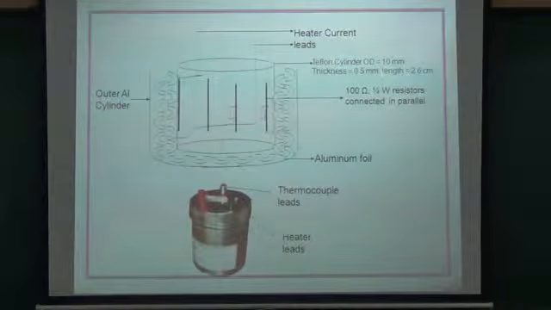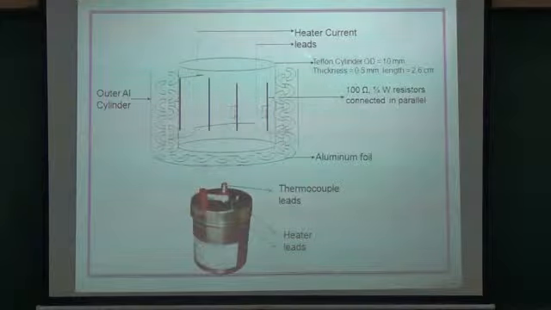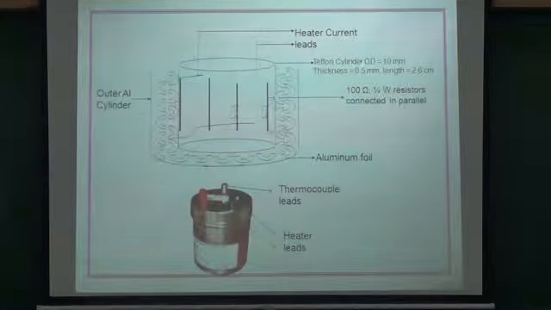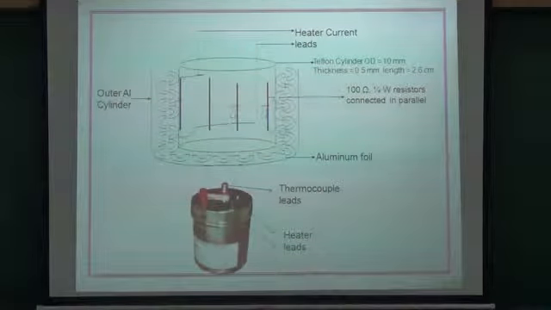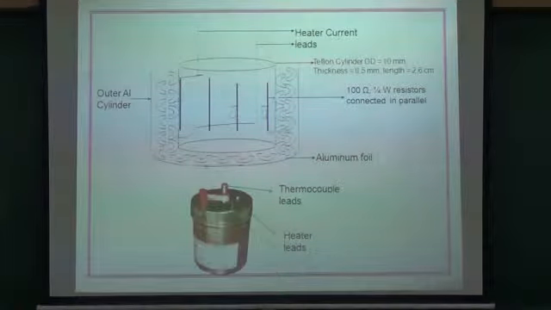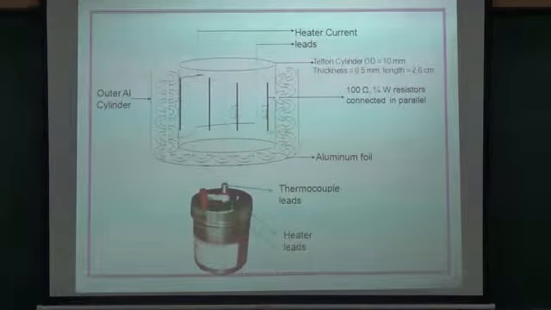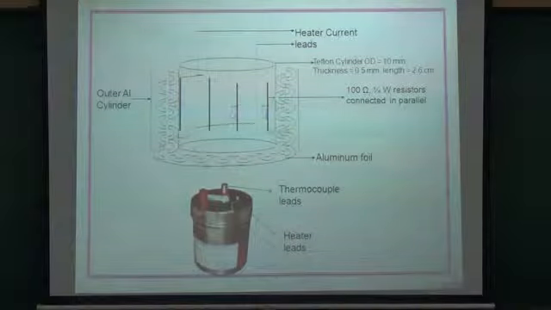The heater is made from a Teflon cylinder. So we take a Teflon cylinder of outer diameter 10 millimeter, thickness 0.5 millimeter, and length 2.5 centimeter. What we do, we have basically a Teflon cylinder. We drill holes onto the circumference of this Teflon, 5 holes equidistant from each other.